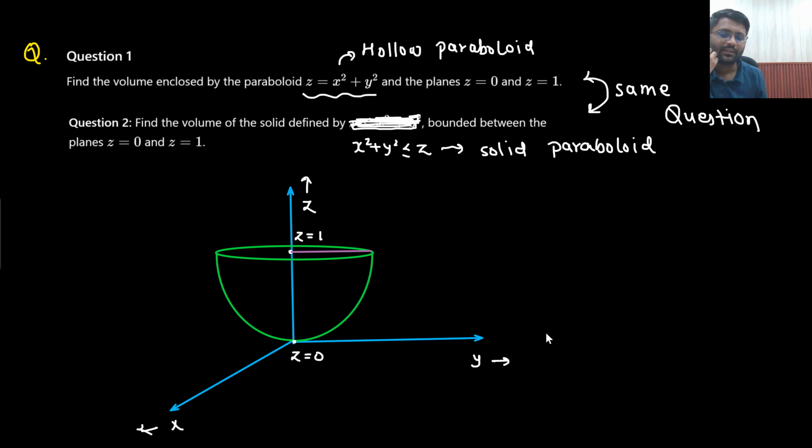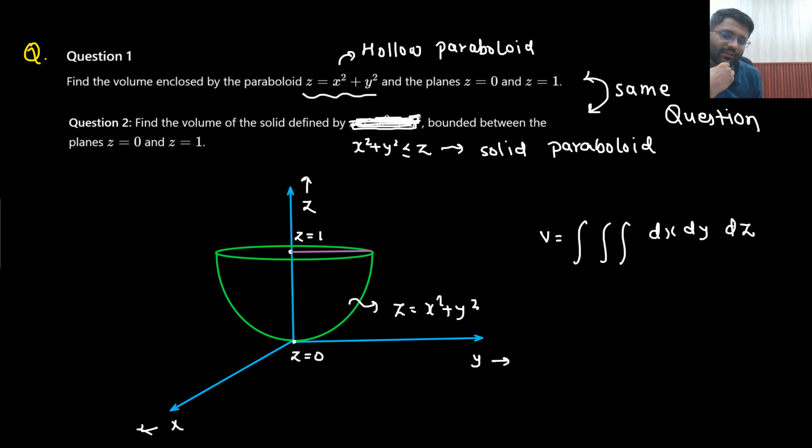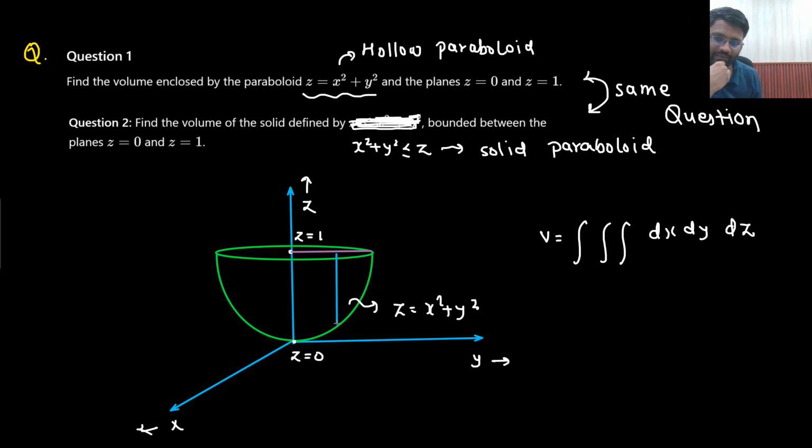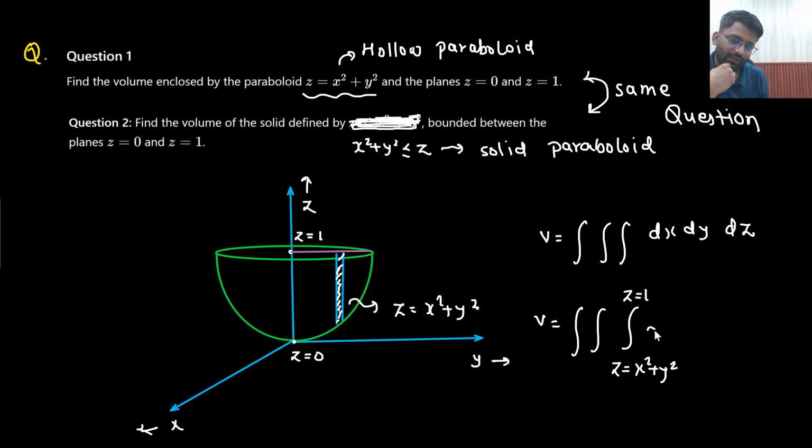What will be the volume, sir? The volume will be very simple. Put the limits of x, y, z in dx dy dz. On this surface, what is the value of z? z is nothing but x square plus y square. I will take a strip. From where to where is z going? z would be going from x square plus y square to z equals 1. So if I need to write down the volume, z is going from x square plus y square to 1, dz dx dy.